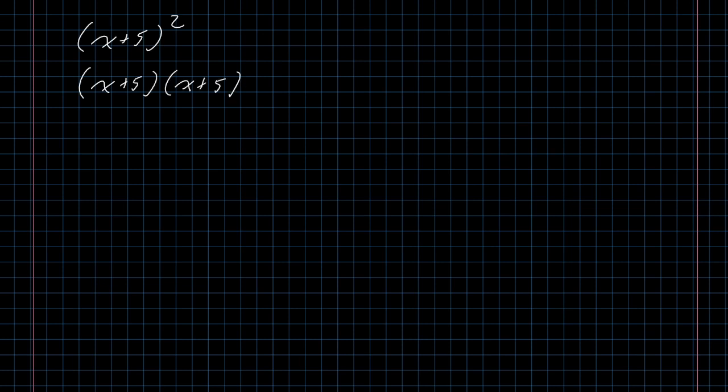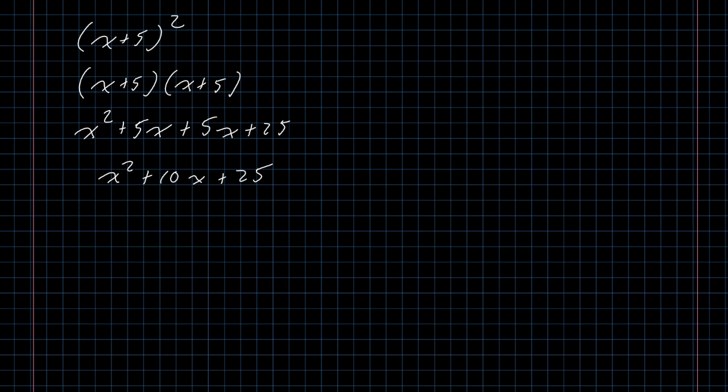The process is to remember that something squared means that thing times itself. So x plus 5 squared means x plus 5 times x plus 5, and then we can multiply that out using the process we've been talking about in this video. x squared plus 5x plus 5x plus 25, which comes out as x squared plus 10x plus 25.